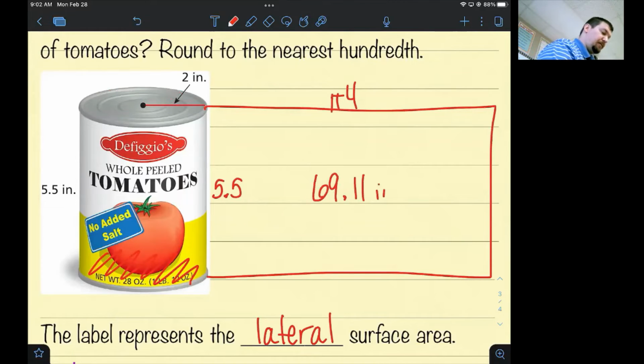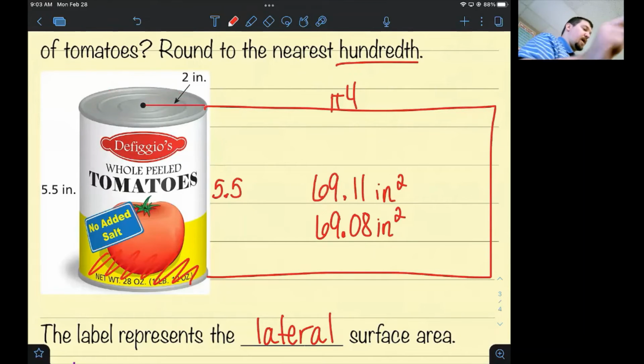Now, he used the pi button. I know a lot of you probably use 3.14. I think you get 69.08. Yes. Okay, so I would accept 69.11 or 69.08 inches squared. And both those answers would be in my answer key on a test, just so you know. So I would accept both of them. This one says nearest 100th, so we're not going to round it to 1 decimal place. We're going to leave it as 2.